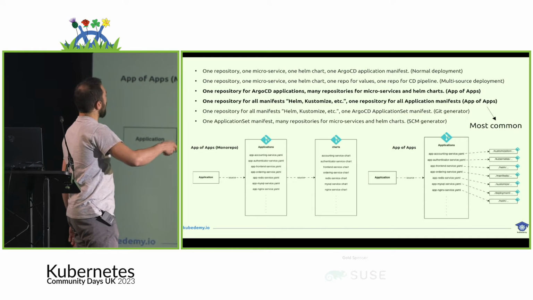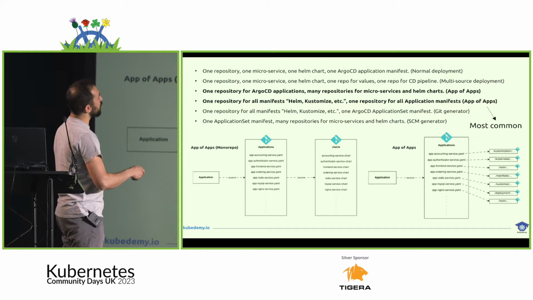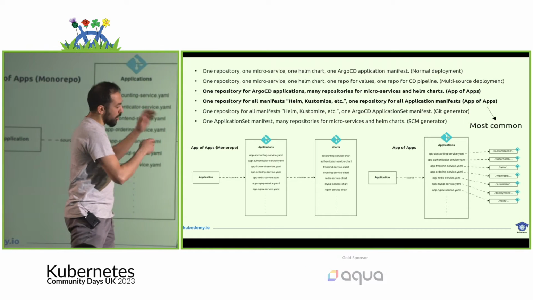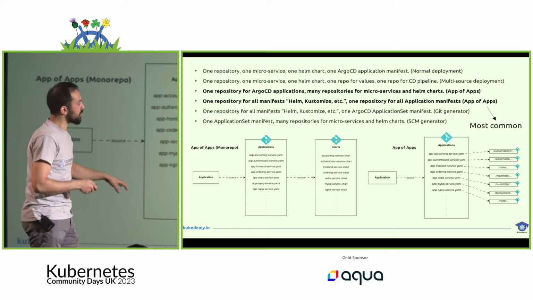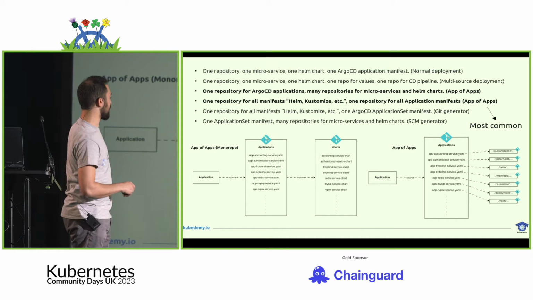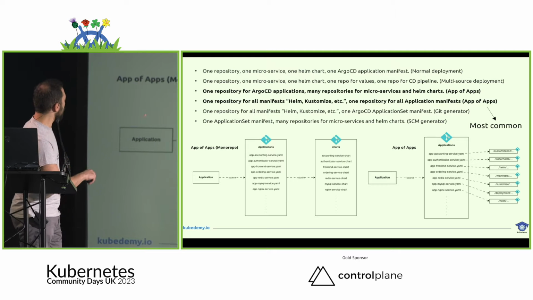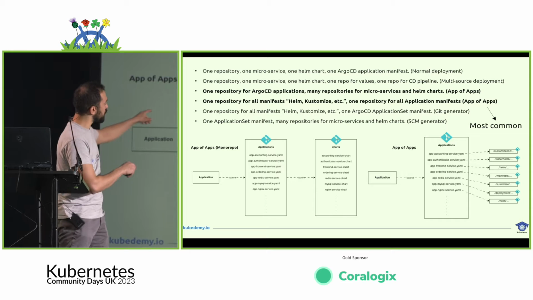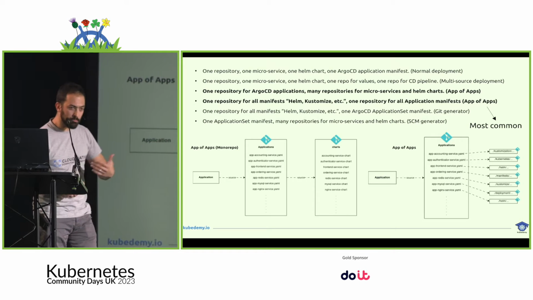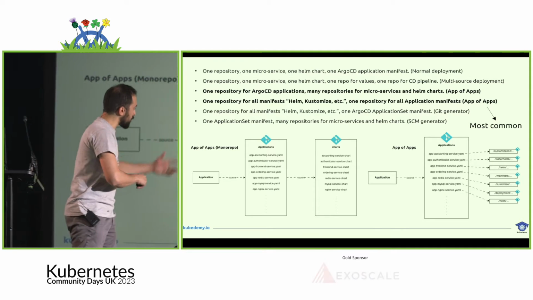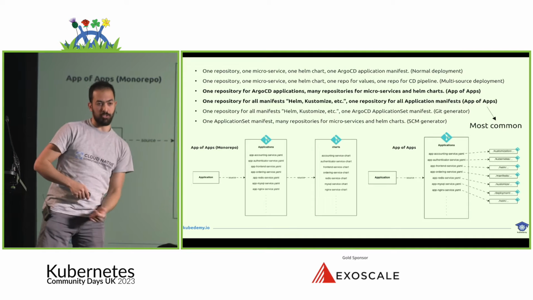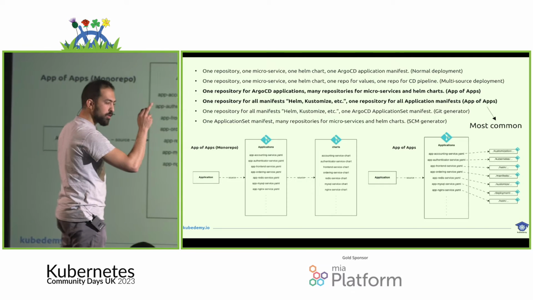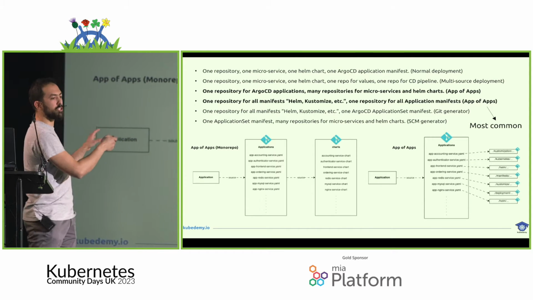Another pattern is to have one repository for all manifests and another repository for our charts. This is the most common pattern in enterprises. In that case, you have to deploy the main application. It points to the application manifest repository, and the application manifest repository points to the charts repository. This is the most common, and almost all the companies use this pattern.